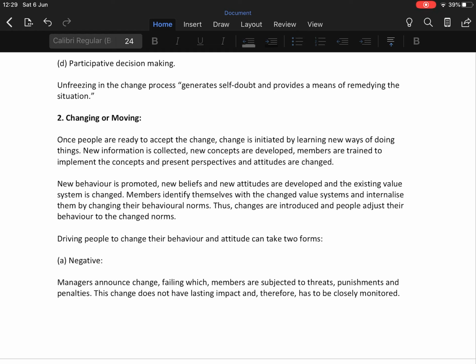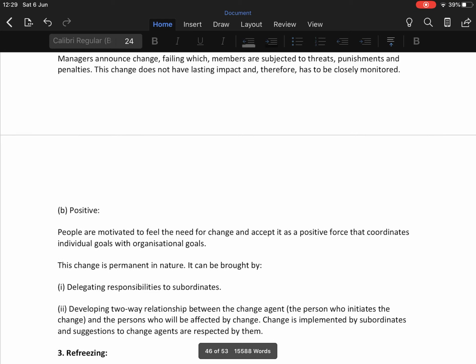Members identify themselves with the changed value system and internalize it by changing the behavioral norm. Thus, changes are introduced and people adjust their behavior to the changed norms.